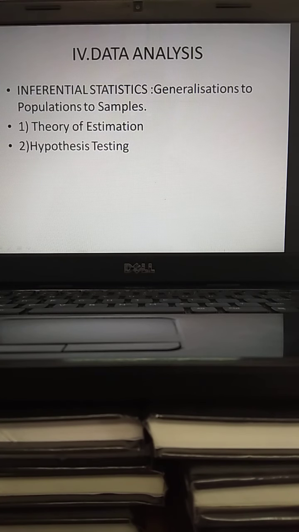When you are going to understand data analysis, you need to understand inferential statistics. What do you mean by inferential statistics? Inferential statistics is a branch of statistics. There are different types of statistics available: mathematical statistics, descriptive statistics.